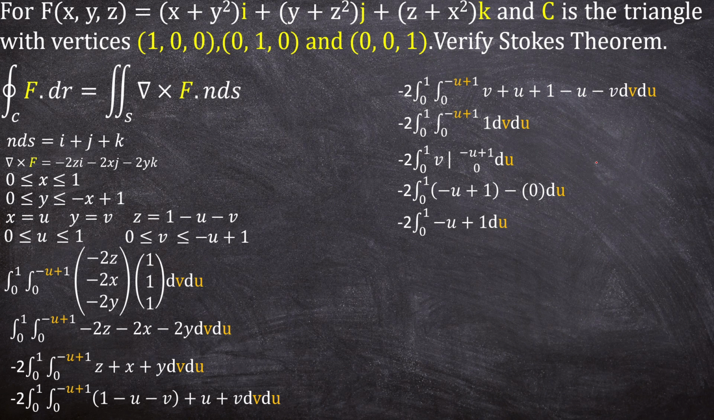Now let's integrate with respect to u. For negative u, it's going to be negative u squared over 2. Then for 1, it's going to be plus u. So that's what we're going to have. Upper bound minus lower bound, so it's going to be negative 1/2 plus 1, and that's going to give us positive 1/2, times negative 2, and we're going to have negative 1. So this is the line integral of the surface of the tetrahedron.